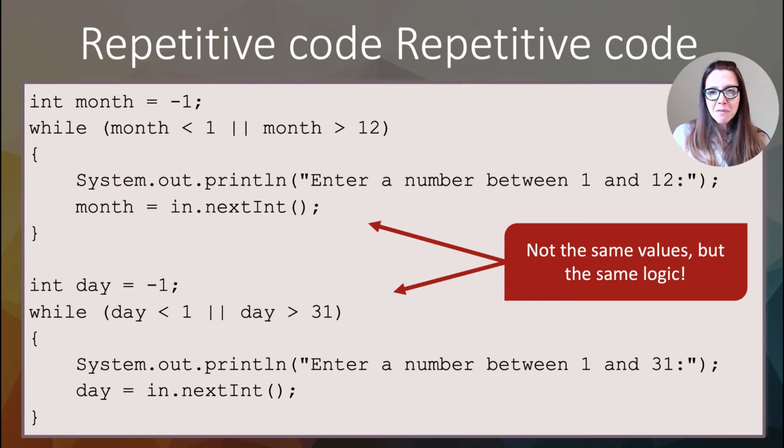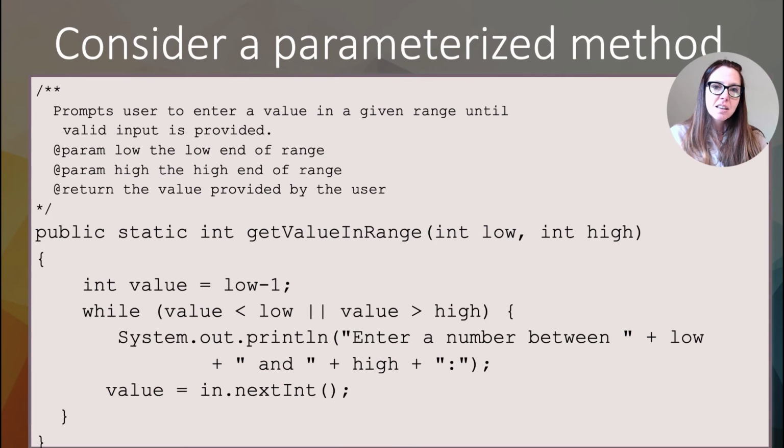And we want them to be valid values for a month and a valid value for a day. And so we want to put bounds on what a user is allowed to enter. While the range of values that we're allowing are not the same, the logic holds. We want it to be within a range, and we want to keep asking the user for more information until we get a value that is expected. As such, this is when we can consider a parameterized method.